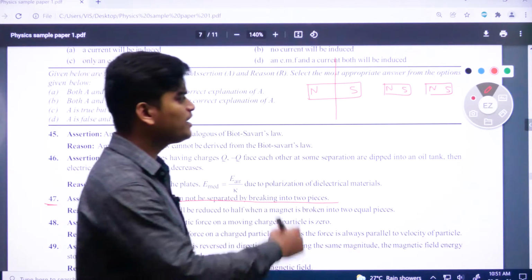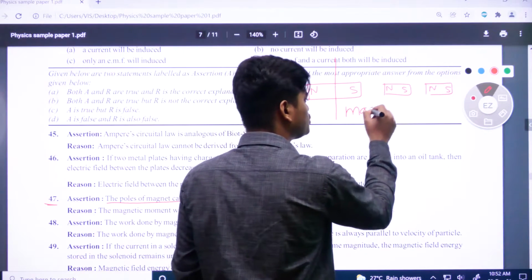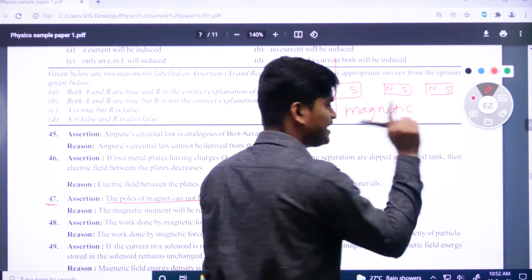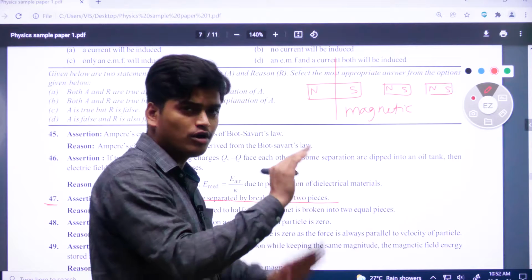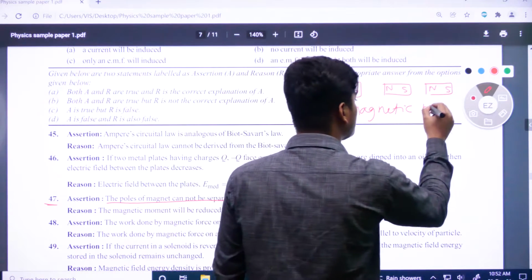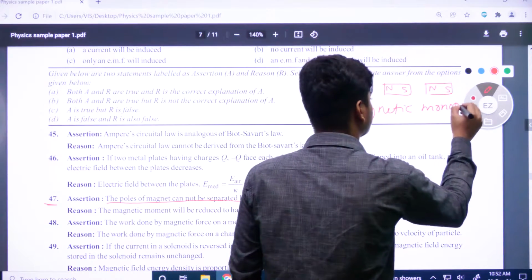Or you can understand, remember, that magnetic monopole does not exist. That means a single north pole or single south pole does not exist. Magnetic monopole does not exist.